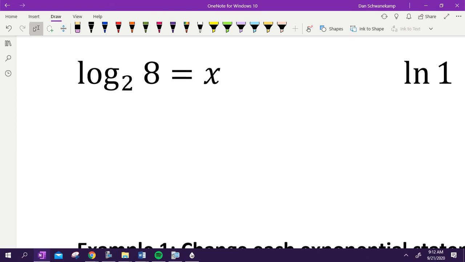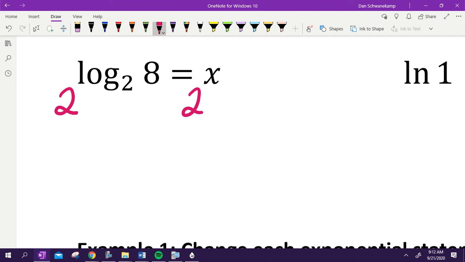If I have log base 2 of 8 is equal to x, make sure you can read that. Log base 2 of 8 is equal to x. That doesn't make a lot of sense to us. If I just asked you what's log base 2 of 8, you probably can't know that off the top of your head unless you just memorized it from before. But what we can do is the inverse of logarithms. The opposite of log base 2 is an exponential problem. So what we're going to do is raise both sides to have a base of 2.